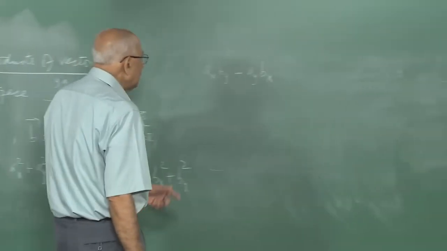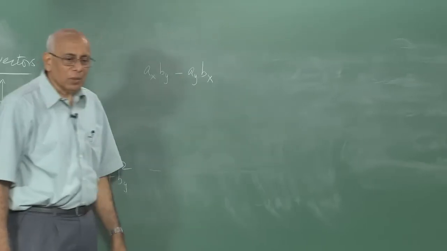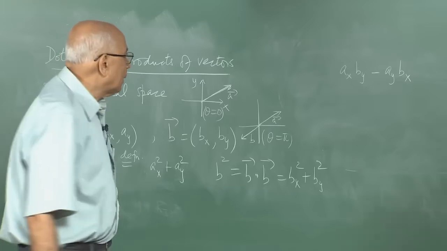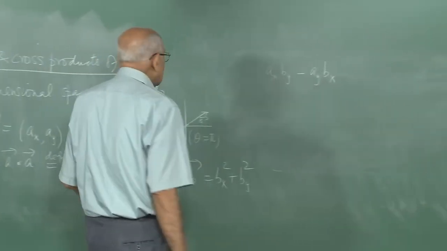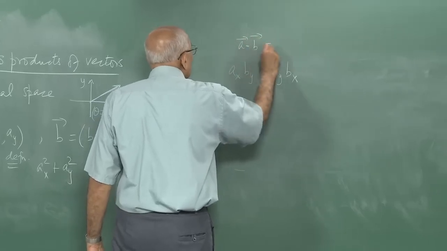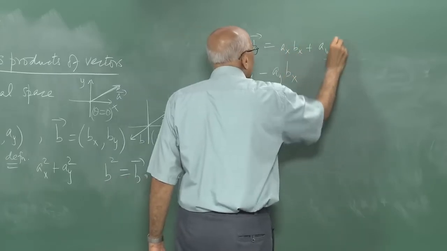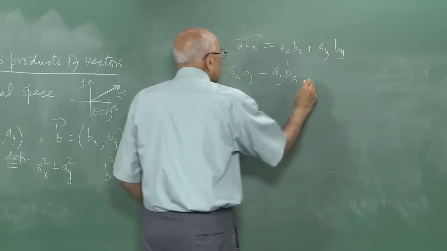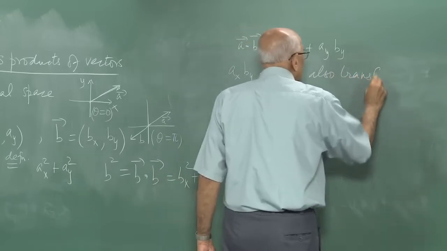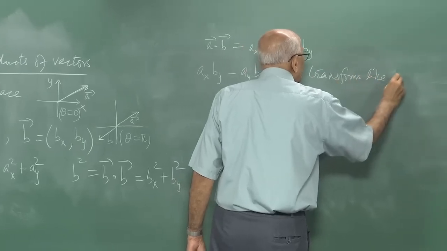Well, incredibly enough, this quantity also looks like a scalar. This also appears to transform like a scalar, but it is not the same scalar as the dot product. A dot B was equal to Ax bx plus Ay by, but this also transforms like a scalar.